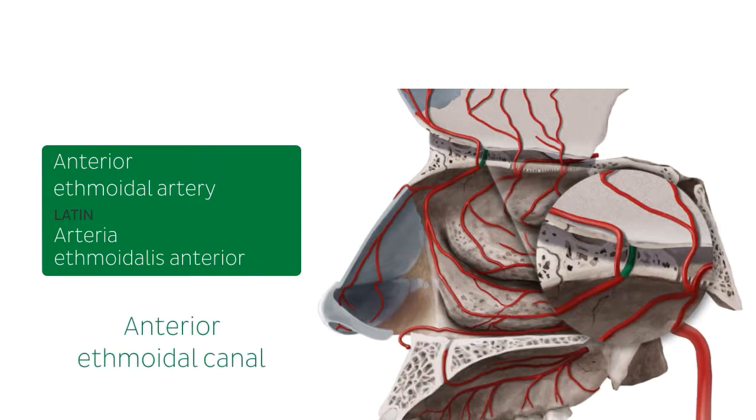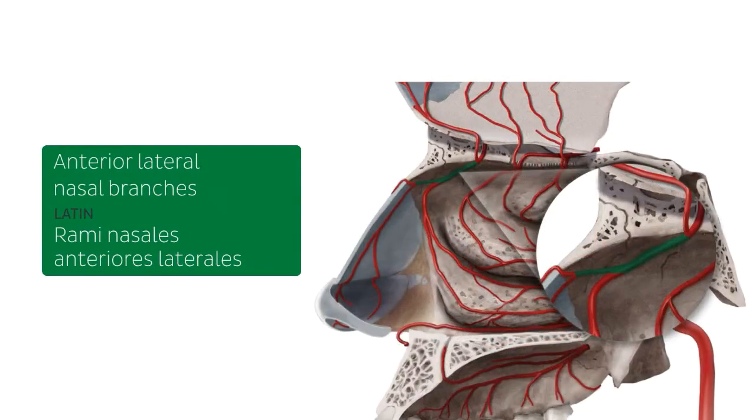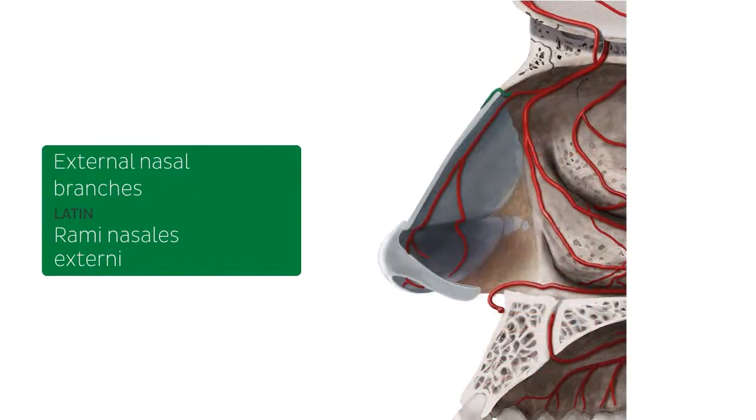Once it enters the nasal cavity, the anterior ethmoidal artery gives off a few branches. The first set of branches it gives off are the anterior septal branches. These branches supply the anterior septum. The anterior ethmoidal artery also gives off anterior lateral nasal branches, which supply the anterolateral wall of the nasal cavity. After the anterior ethmoidal artery gives off these branches, it then terminates as the external nasal branches, which supply the skin of the nose. We can see part of the external nasal branches highlighted in green here.